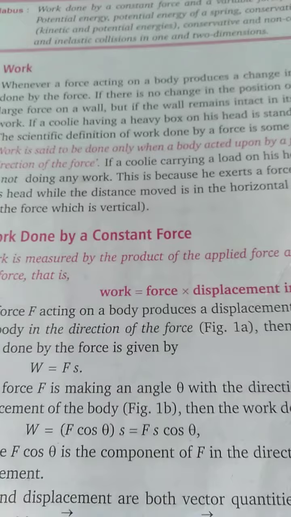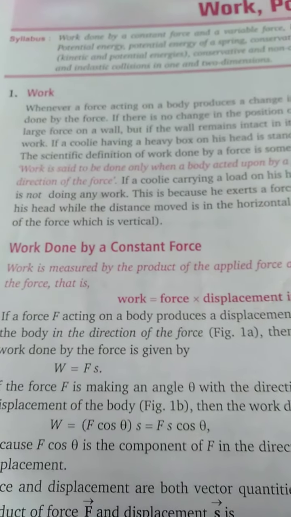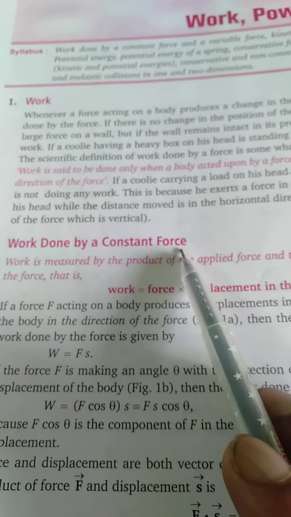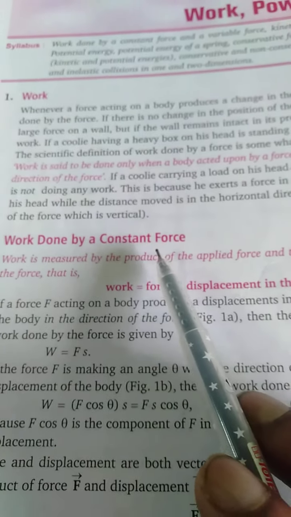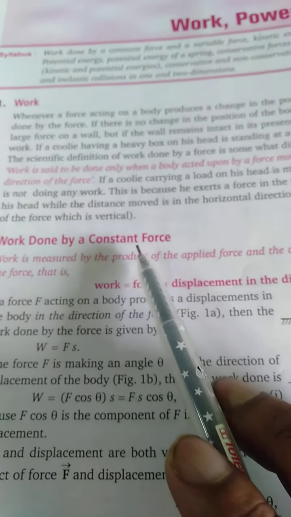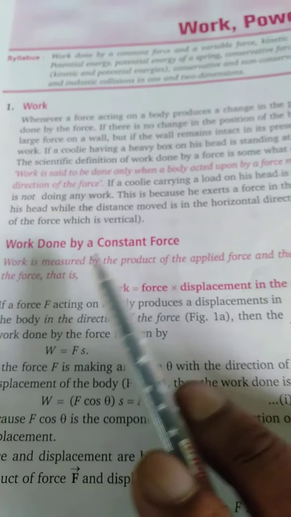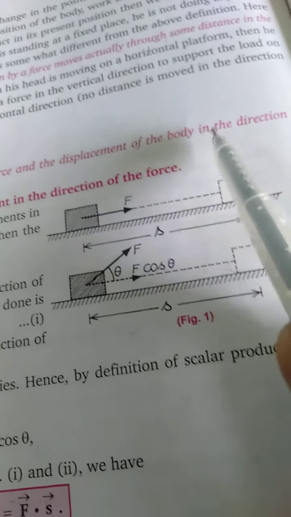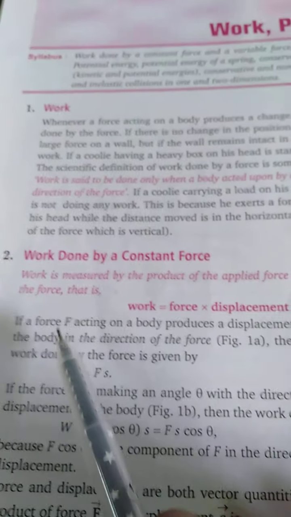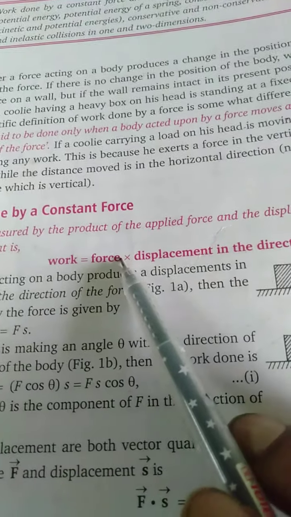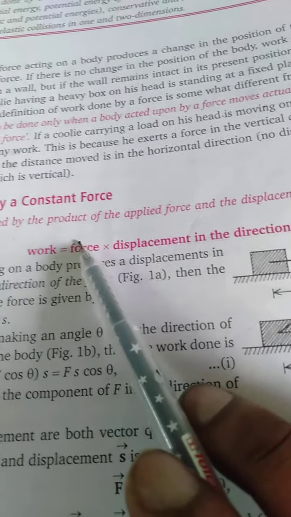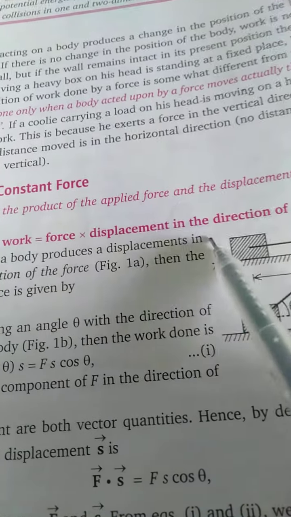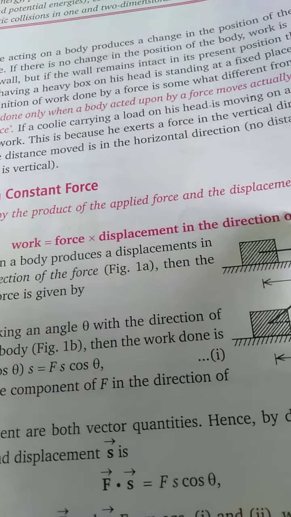Now let us see the formula and how work is measured. First of all, we'll deal with work by a constant force, where force is constant. When we are talking of work by a constant force, work is measured by the product of applied force and the displacement in the direction of force. So what is the formula for work? Force and displacement in the direction of force.